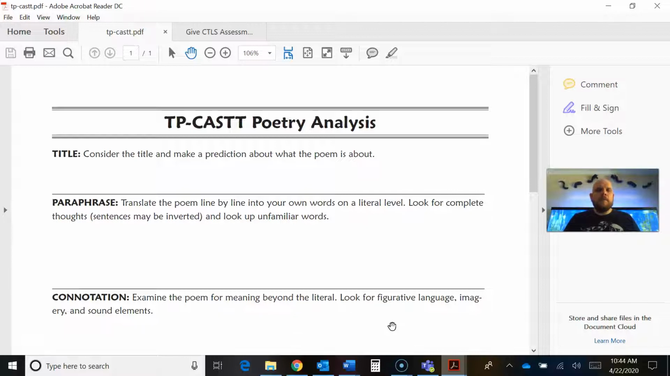Okay? So the way it starts is you look at the title of the poem. This works for any poem is what I'm saying. It doesn't have to necessarily be for Young. It could be for any of the poems.